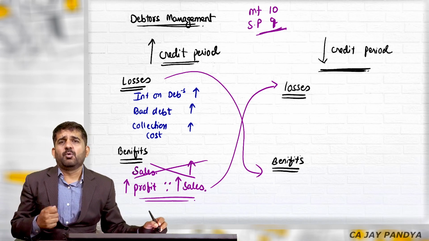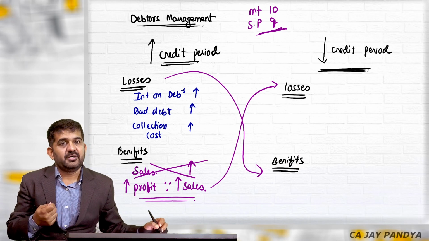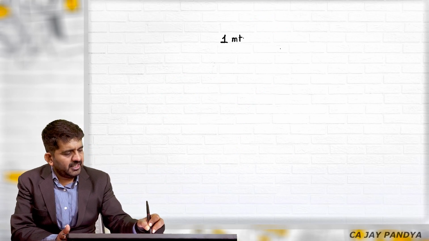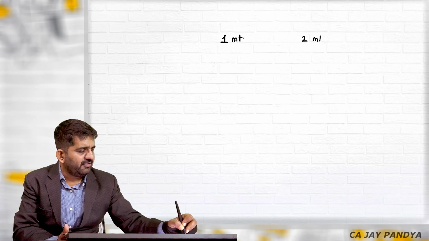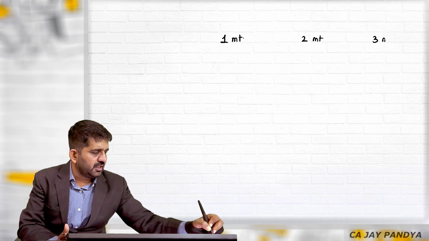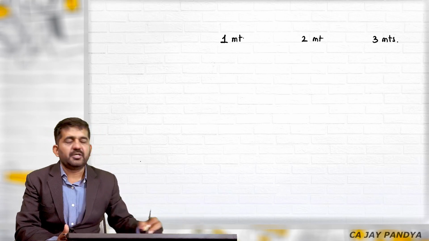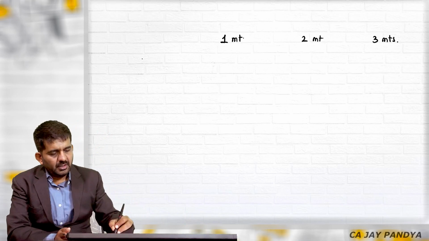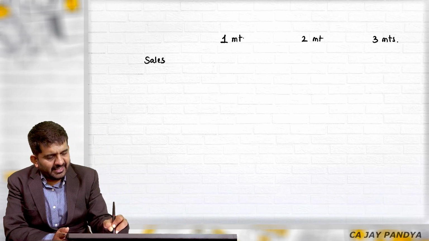How to decide what is the best credit period? Try to understand how we will solve this type of question. What is the best credit period? In one scenario, I am having a 1 month credit period. In the second scenario, I am having a 2 months credit period. In the third scenario, I am having a 3 months credit period. I will start with my sales.